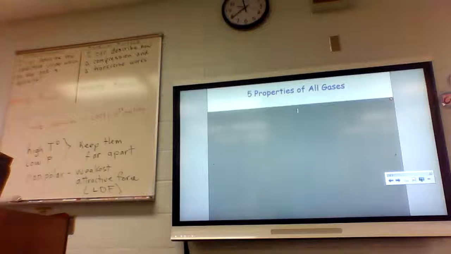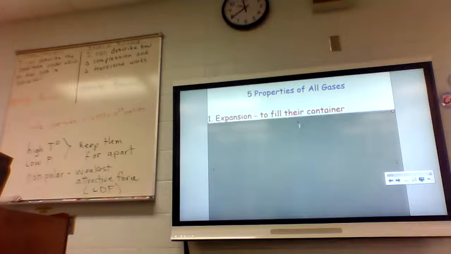So, 5 properties of gases. All right. All gases have the ability to expand. They have the ability to fill their container. If you put a gas in a container, it does not stay at the bottom of the container. It will expand from the bottom all the way to the top.